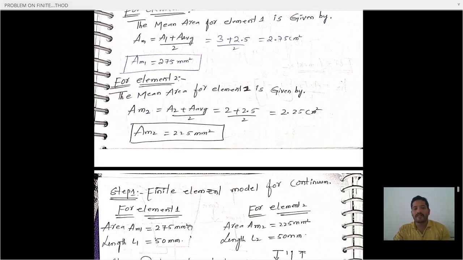Clear? After getting the mean area of the first element as well as the mean area of the second element, after that we have to go for step number 1.